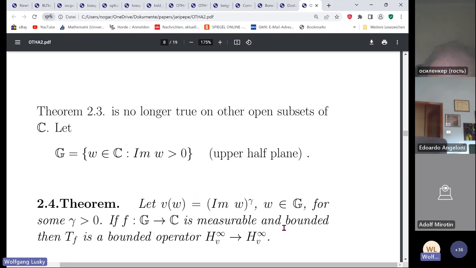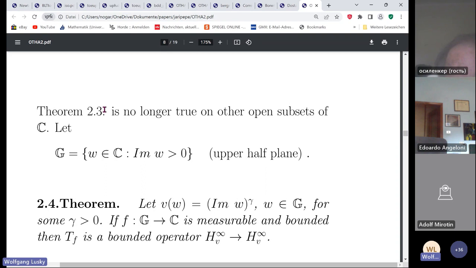Now, I could use the Riemann mapping theorem and could transfer everything to the open unit disk, but then I end up getting a weight which is not radial anymore. And so this can happen even for non-radial weights on the open unit disk. Another variant of Theorem 2.3 is the following. If I take a trigonometric polynomial as symbol for the Toeplitz operators, then the Toeplitz operator becomes bounded, at least for an important subclass of the standard weights. I will come back to this in a minute.